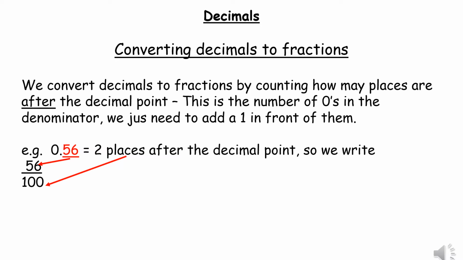Now we convert decimals to fractions by counting how many places are after the decimal point. This is the number of zeros in the denominator. We just need to add a 1 in front of them. So let's have a look here. We have got the number 0.56. So that's 2 places after the decimal point. So we write 56 as the numerator, and for the 2 places after the decimal point, we start off with a 1, and those 2 places represent 0, 0.